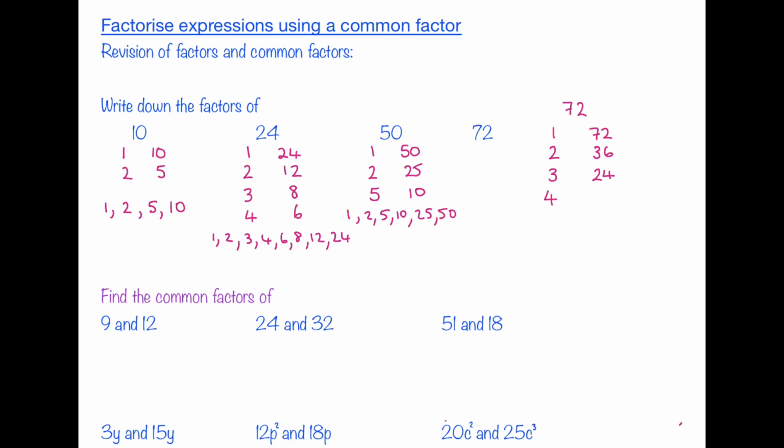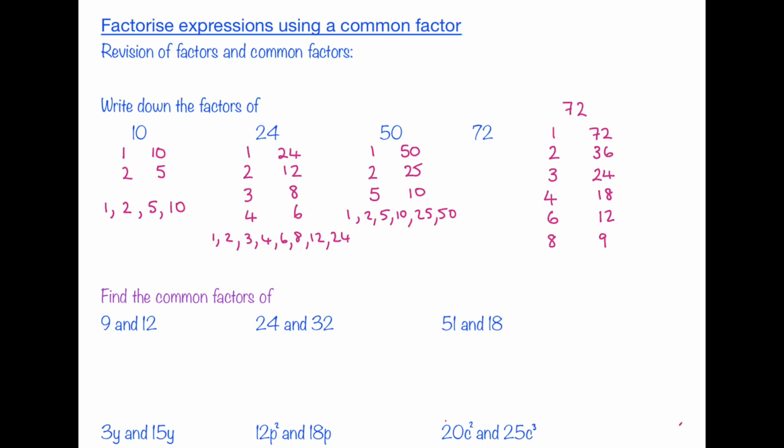4 goes into 72. If you half it, you get 36, and half it again, so that's 18. We can see that 5 doesn't go into 72, but 6 does. 6 12s are 72. 7 doesn't go into 72 because 7 goes into 70. 8 does go into 72 and it goes in 9 times. So our next number up would be 9, but we've already got it there. So we know we've got all the factors now.